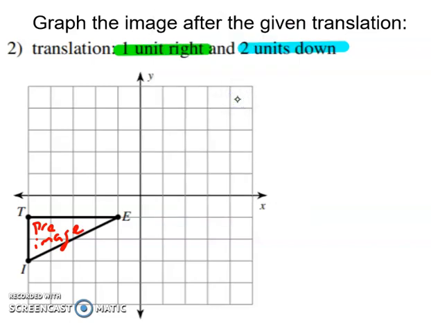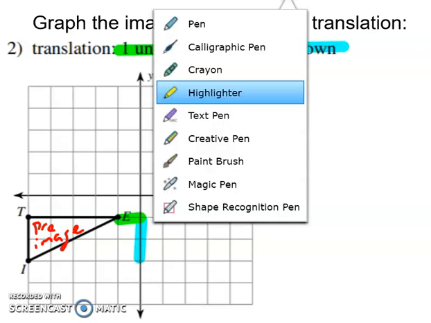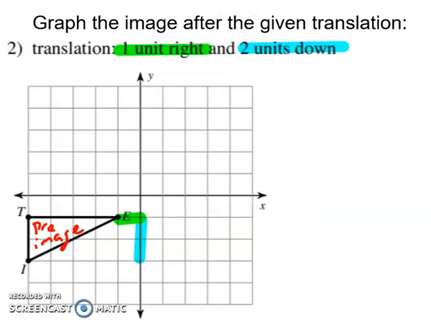So let's just visually and colorly show you. If I have E, I want to go 1 unit right and 2 down. 1, 2. So my new point would be right here. This is going to be E, and we call it E prime. Every apostrophe says, hey, we performed what we call a transformation.